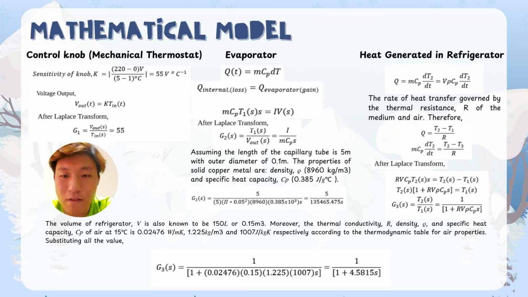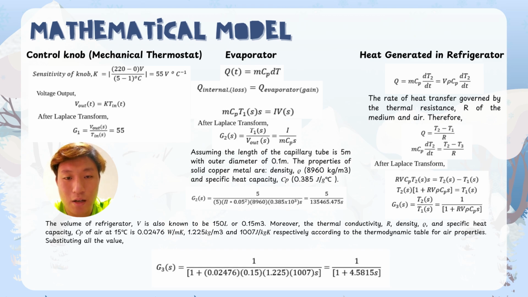We know that the sensitivity of the knob K is equal to the maximum voltage minus the minimum voltage, divided by the maximum temperature minus the minimum temperature, and we'll get 55 volts per degree Celsius. Therefore, the voltage output is equal to KT. After the Laplace transform, we'll get G1 equals Vout over Tin, which is equal to 55. Next, we'll move to our evaporator.